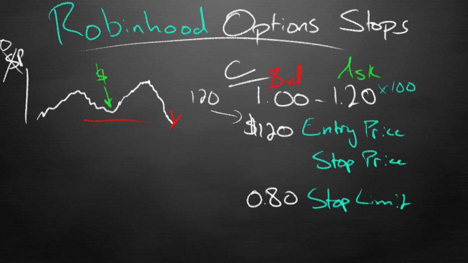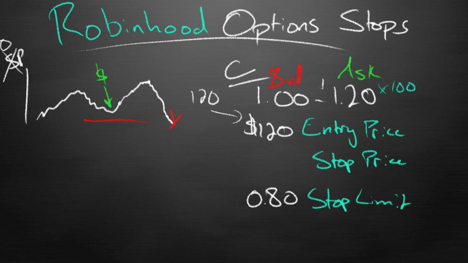So what's the difference between the stop price and the stop limit then? The stop price is the trigger for the stop limit. It is the options price where the stop limit gets sent off and possibly filled. The reason you want to have a stop price and a stop limit is because options prices can move very fast, especially when they have a large bid-ask spread like this.